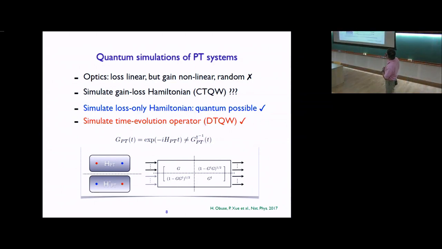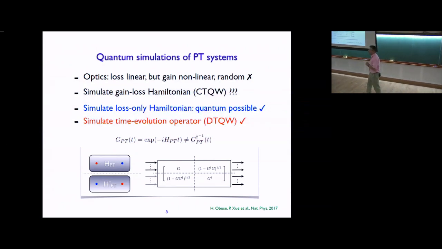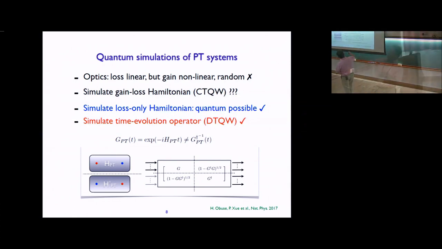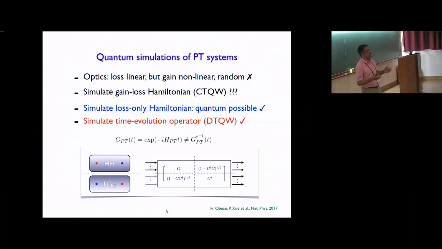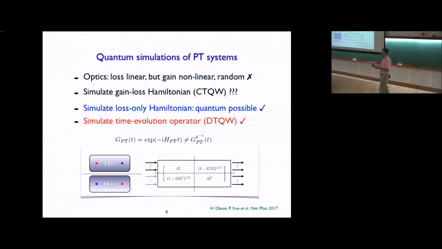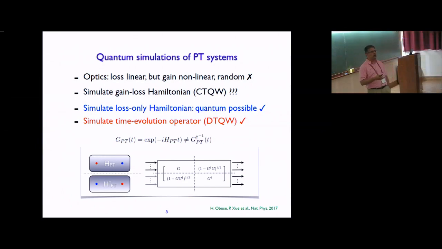Oh, sorry, this is continuous time quantum walk. So in other words, I'm thinking about creating a Hamiltonian. And this would be discrete time quantum walk. So the fourth one is, instead of trying to construct the Hamiltonian, can I simulate the time evolution, which is what we observe experimentally? Or in other words, can I have some sort of a discrete time quantum walk version where I am getting results or implementing results which are consistent with a PT Hamiltonian?